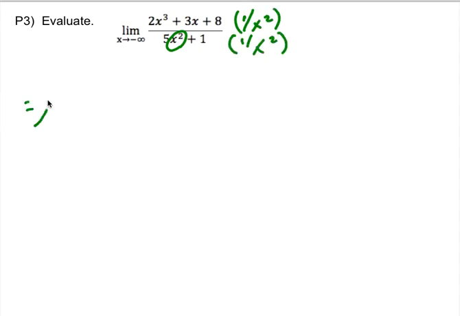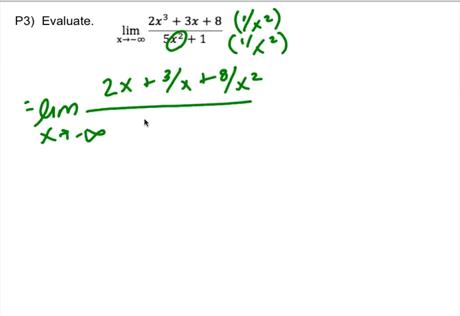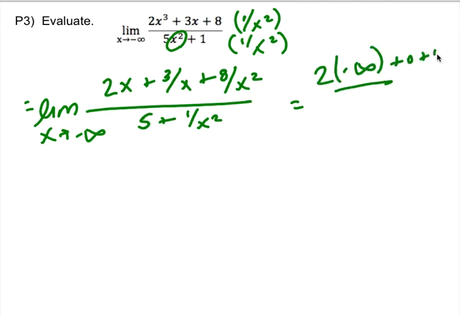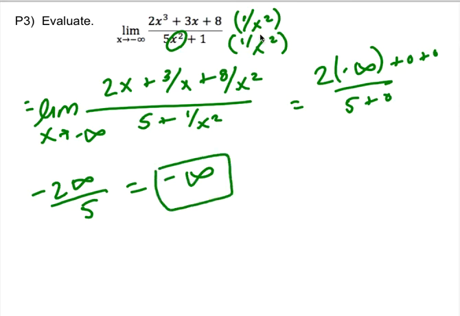When I do that, I'm going to get that this is the limit as x approaches negative infinity of (2x plus 3 over x plus 8 over x squared) over (5 plus 1 over x squared), right? So essentially what's going to happen when I plug in is I'm going to get a 2 times this negative infinity, all plus a 0, all over a 5 plus 0. This is a negative 2 times infinity all over 5. That's a negative infinity.